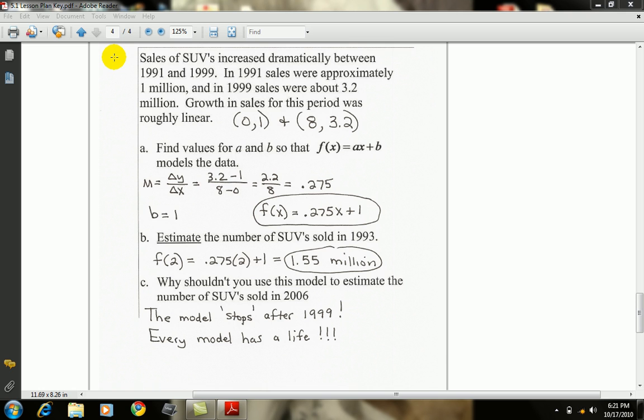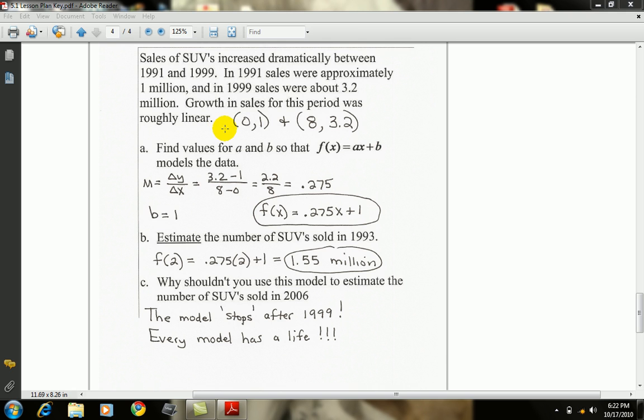We're going to create our own model here on obviously a much simpler basis, but we're still doing the same thing. The sale of SUVs increased dramatically between 1991 and 1999. In 1991, the sales were about 1 million. In 1999, the sales were about 3.2 million. Growth in sales for this period was roughly linear. So that means we can use the linear model y equals mx plus b. And in fact it asks us to: find the values of a and b such that f of x equals ax plus b models the data. A in this case is the slope and b is the y-intercept.